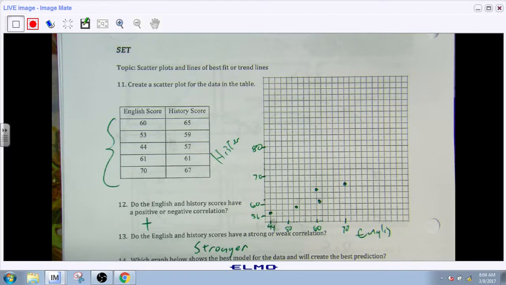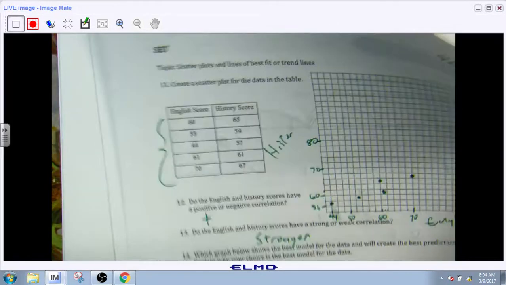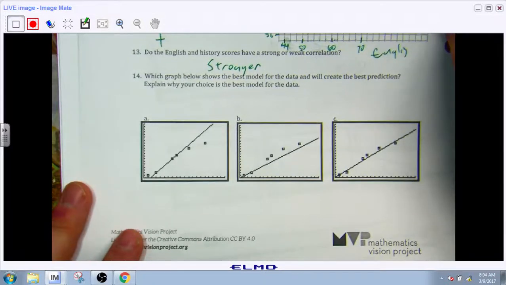Oh, this is a different question. Which graph below shows the best model for the data? So look at this line.